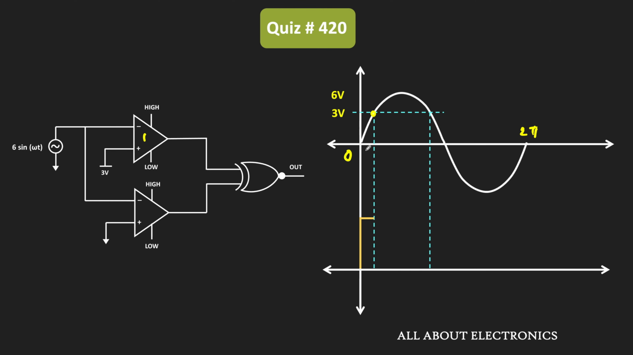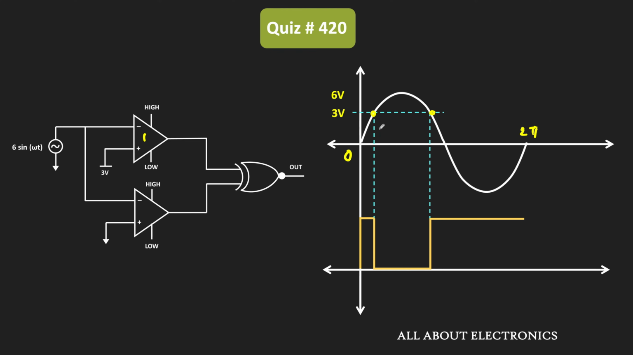After this point, the input signal at the inverting terminal will be more than 3 volt, and therefore the output of the comparator will become low. During this duration, the output of the comparator will remain low. After this point, the input signal once again becomes less than 3 volt. That means the voltage at the non-inverting terminal is again more than at the inverting terminal, and therefore from this point onward the output of the comparator will become high. So this will be the output waveform of the first comparator.